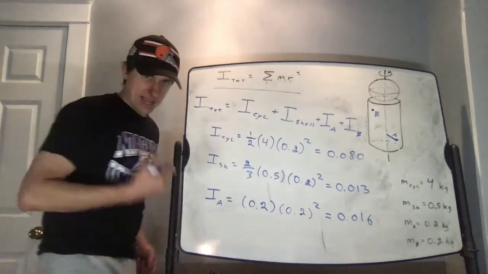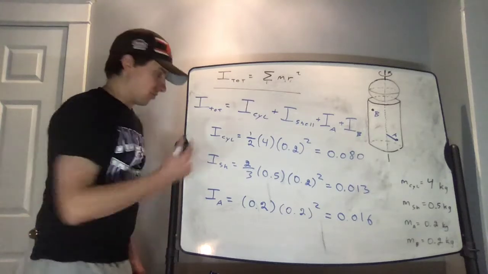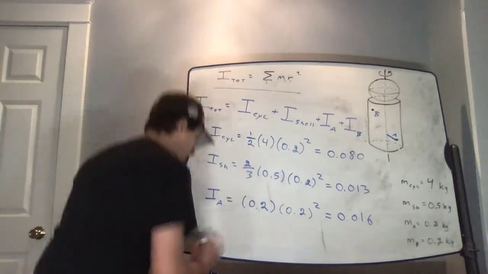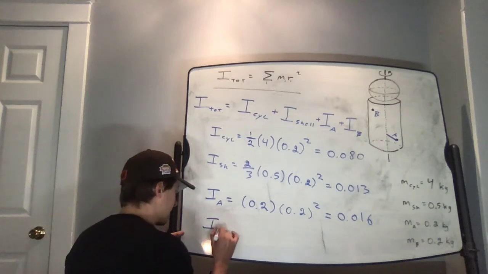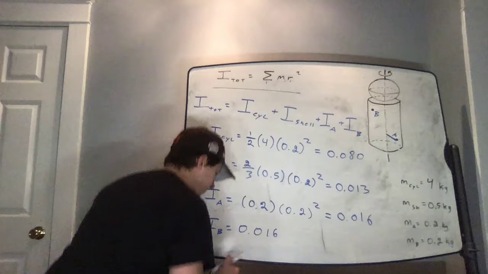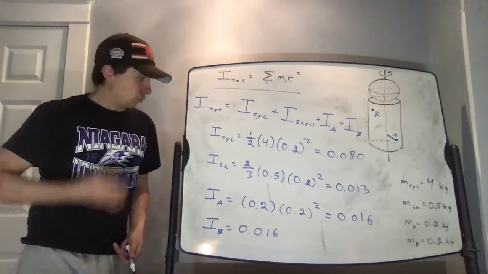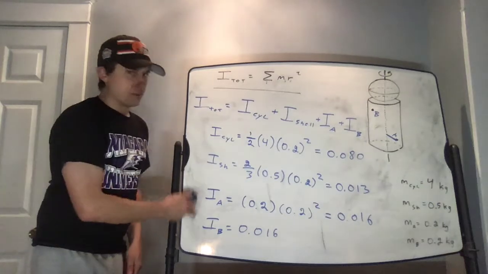So coincidentally, I have 0.2 times 0.2 squared, and when I put these numbers in a calculator, I get 0.016 for particle A. Particle B in this problem has all the same numbers, so I don't need to go through this calculation again. It would be all the same. Particle B will have a moment of inertia of 0.016. The total moment of inertia will just be the sum of these four terms.